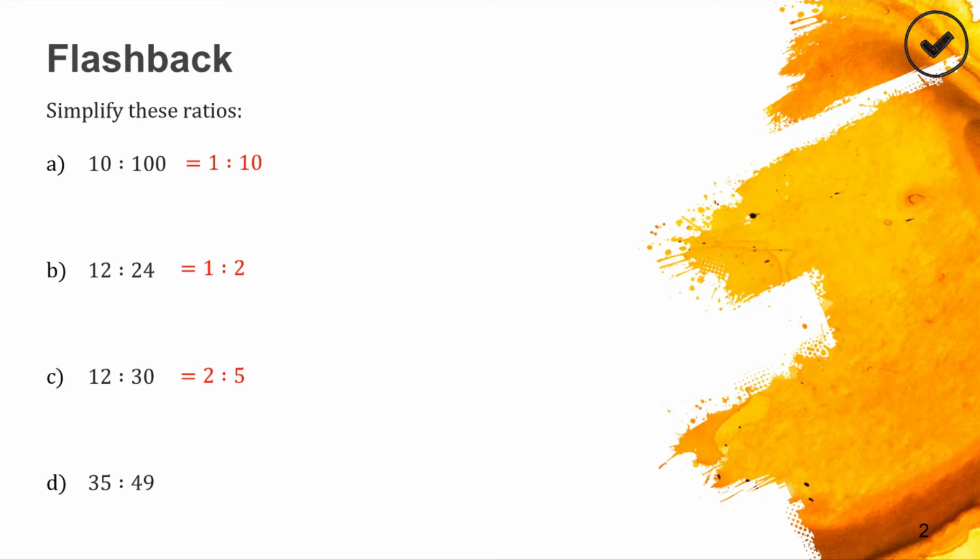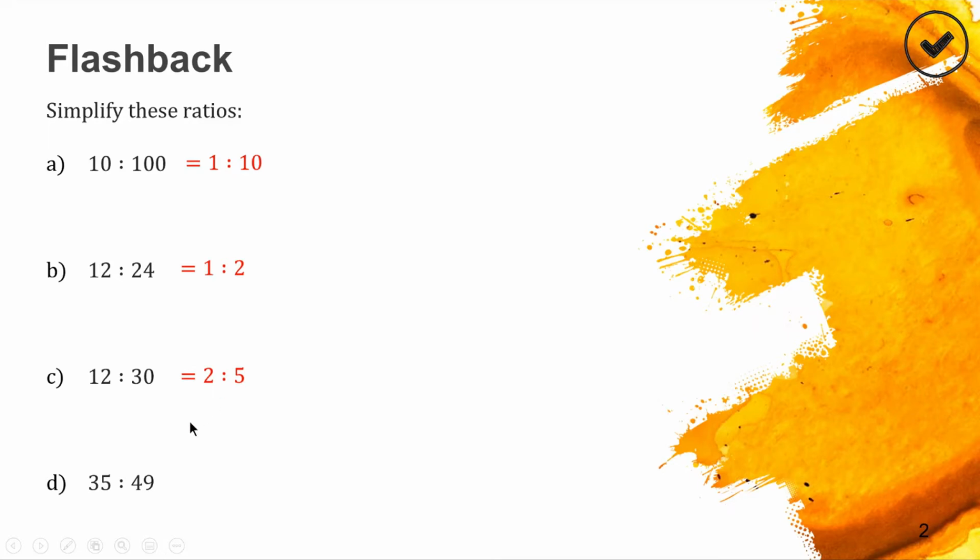If you have a calculator at home, you can check these answers by entering them as fractions. If you type into your calculator 12 over 30 and then press equals, it'll simplify to 2 over 5, and that's why 12 to 30 simplifies to 2 to 5. It's the same logic as fractions.